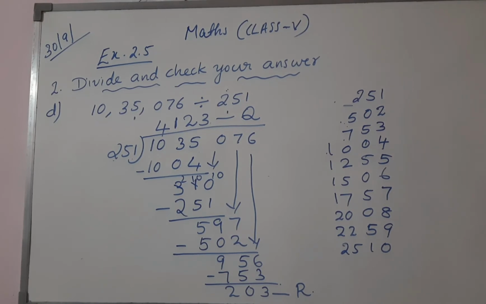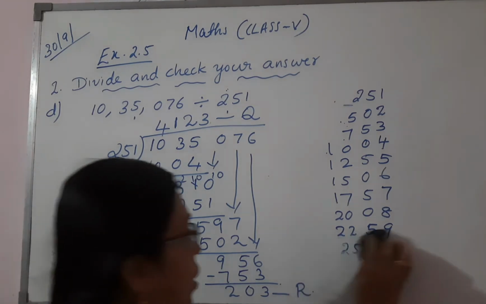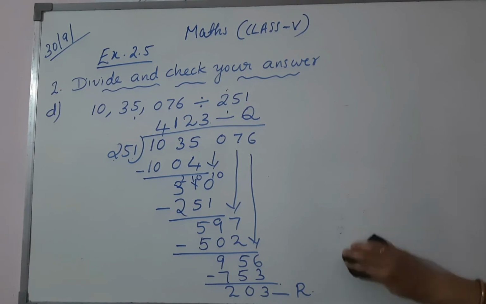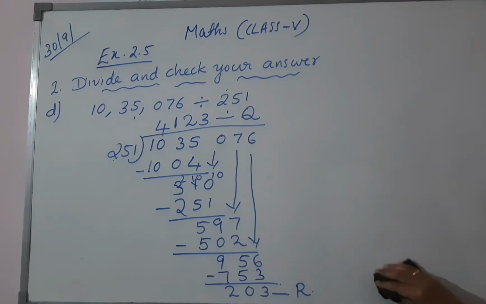How to check the answer? We have a rule: dividend is equal to divisor into quotient plus remainder. So we have to try that, whether it is correct or not. So here I am going to verify or check the rule.